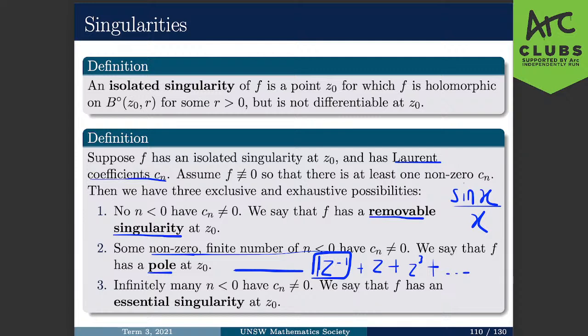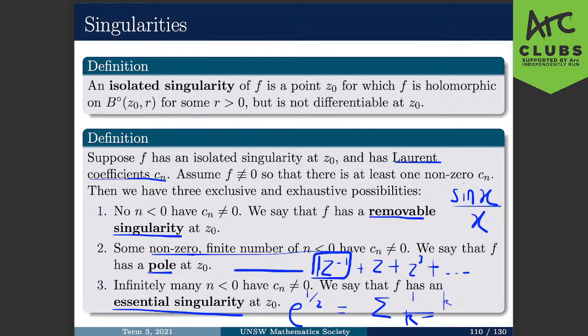And then finally, if something has infinitely many non-zero coefficients for the negative indices, we will say it has an essential singularity. So I think the most typical example you see for this is something like e to the 1 over z, because we know that this is equal to the sum of 1 over k factorial, z to the negative k.